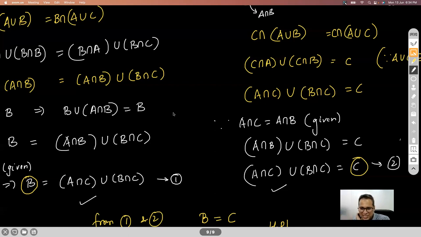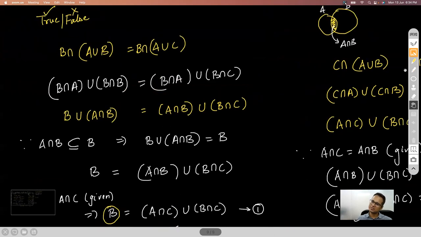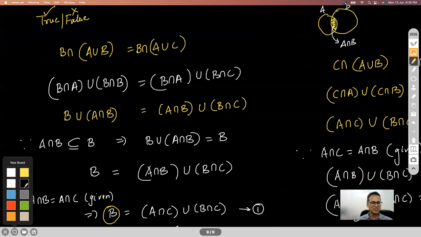Yes, Krish, you can prove anything using a Venn diagram. Venn diagram is another way to prove things. But trust me, at some places Venn diagram works miracles, and at some places the algebra of sets works miracles. So let's carry on. Intersection is done. Our next operation is difference of sets.